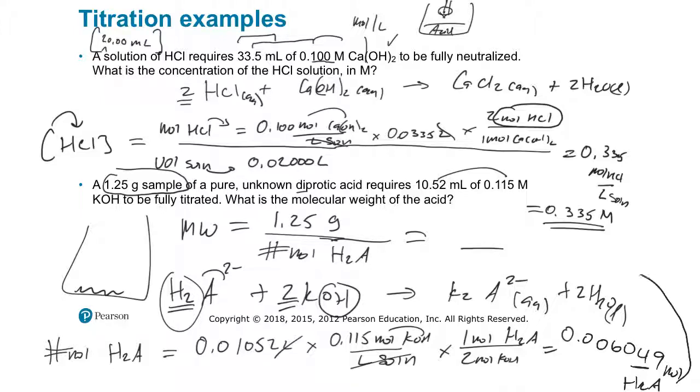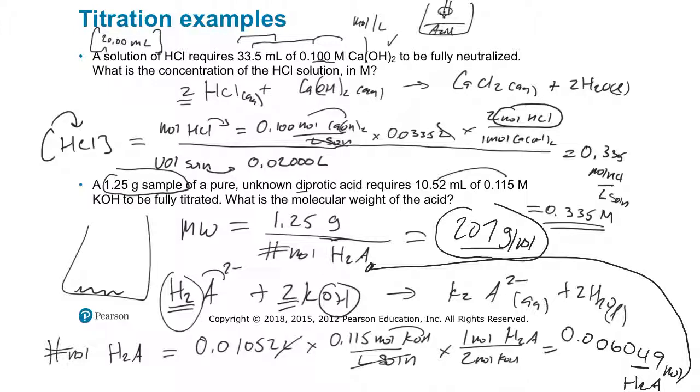We know that there's that many moles of acid now in that 1.25 gram sample of the acid. So 1.25 divide by that answer. I get 206.6, round that to 207 grams per mole. Or 207 AMU per 1 single molecule.